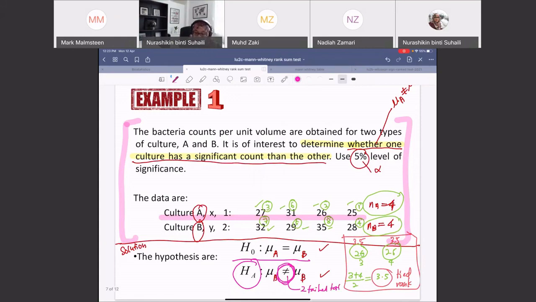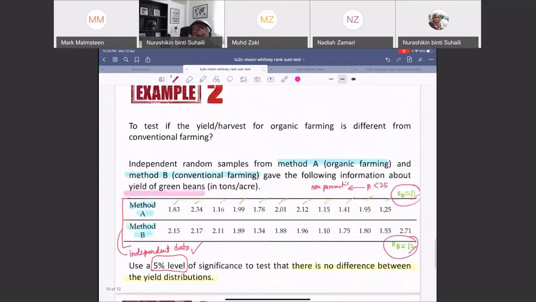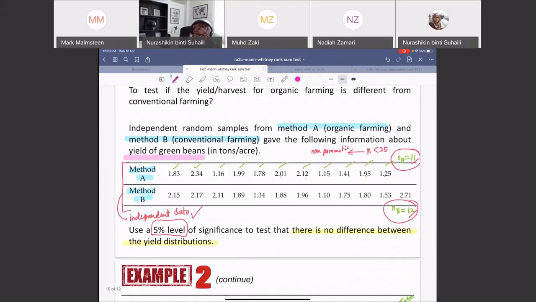Same thing goes for example 2 just now. The keyword here is to test that there is no difference between the yield distributions. It is just a general statement that you want to check whether there is a difference or not between method A and method B. So in this case you have to apply this symbol, which means it is a two tail test. Understand?